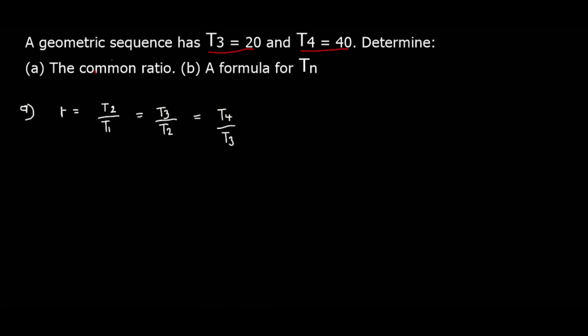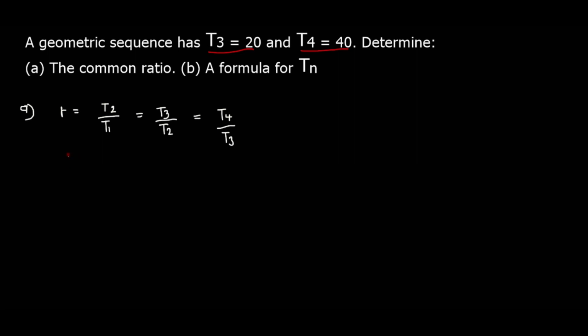So for this question, we have T4 and T3. So that is why I decide T4 over T3. Because if R is equal to T2 divided by T1, I don't have term number 2 and term number 1. If I decide T3 divided by T2, I don't have term number 2 either way. So that is why I decide T4 over T3.